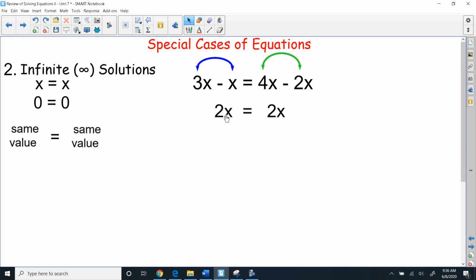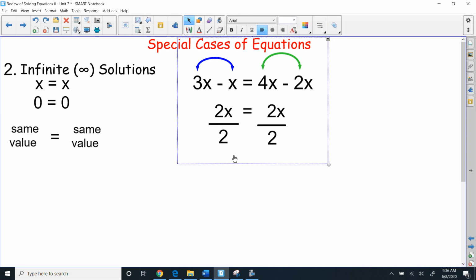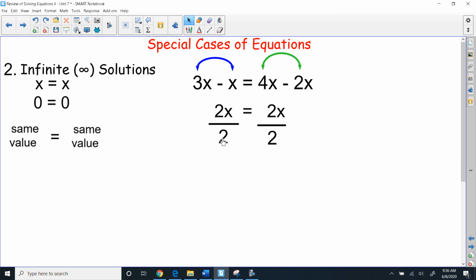But let me just solve it for x. I'll divide both sides by the 2. That way the 2's will cancel out, leaving me with x on this side, and I divide this side by 2, and that leaves me with an x on this side. So these are the same values.